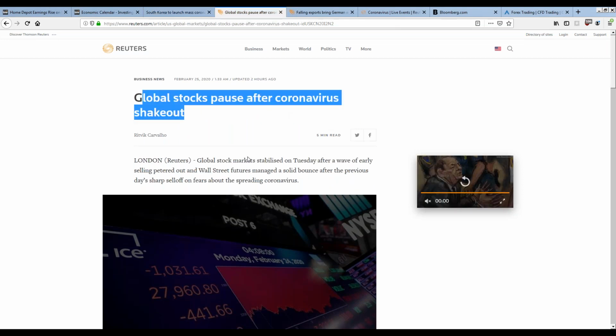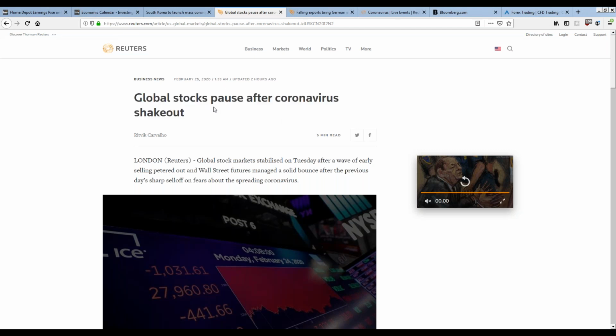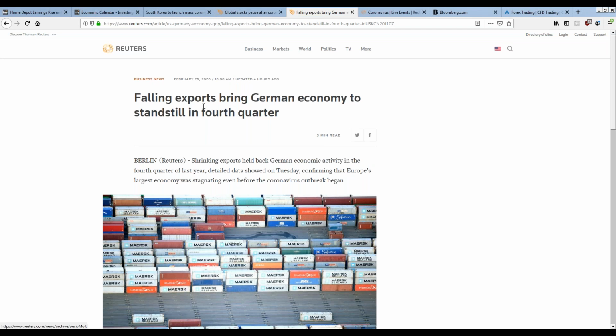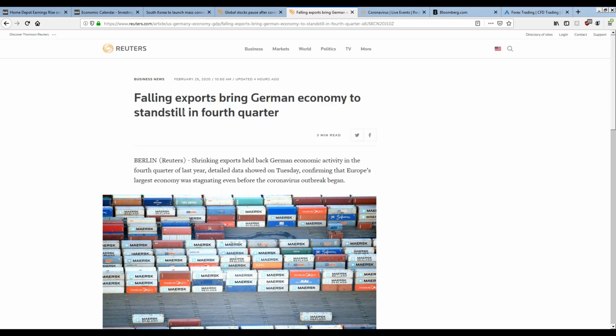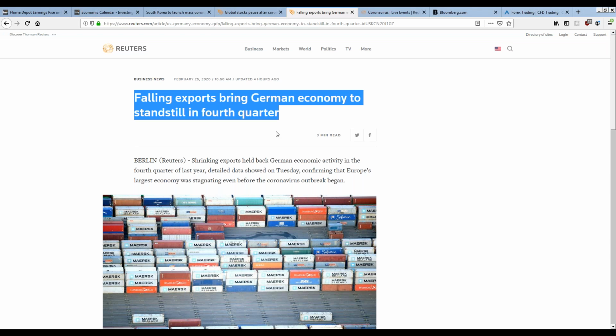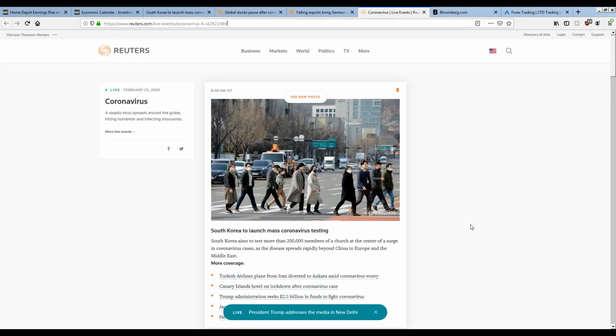Here's the headline: global stocks pause. Notice it doesn't say stop moving, pause. It's just a pause, right? There's going to be more movement one way or the other. What else do we have here? Falling exports bring German economy to standstill. We saw it. We just saw the report on the economic schedule, right? So not only is it on the economic schedule, it's in the headlines. It's in the major headlines. Everyone's looking and saying, wow, that's bad news. The German economy is at a standstill. It's not that it's creeping slowly. It's completely flat. 0% GDP growth. Bad news.